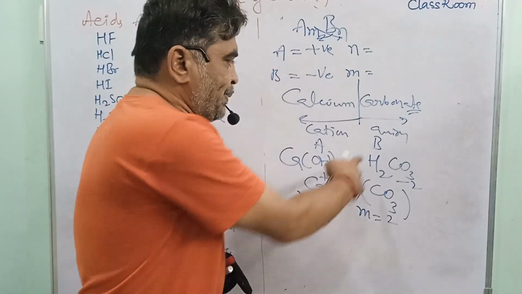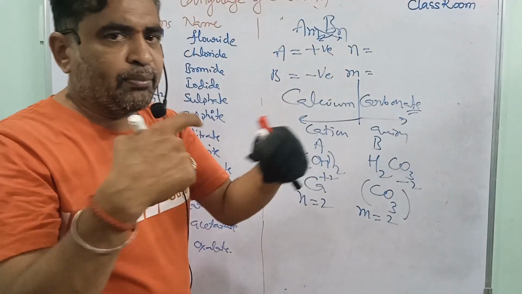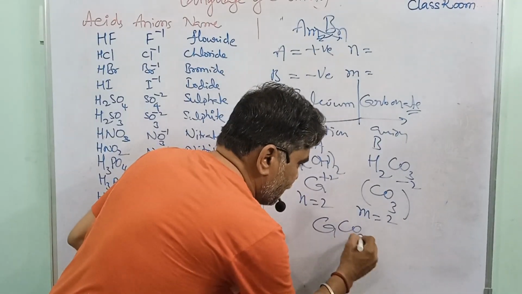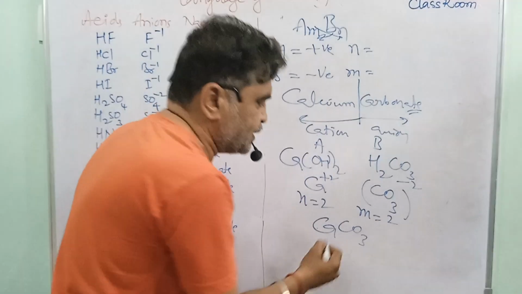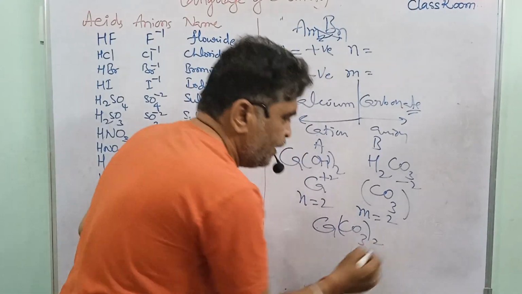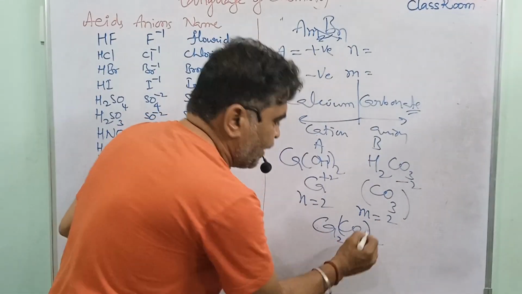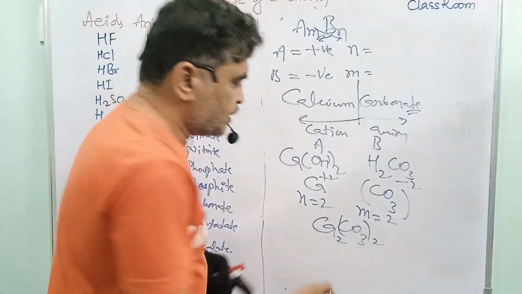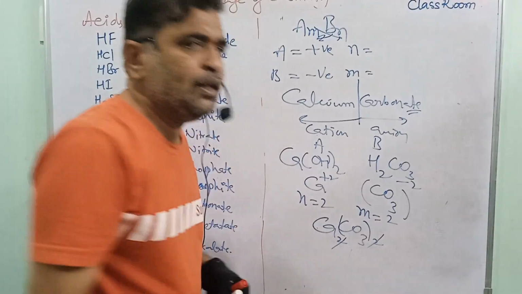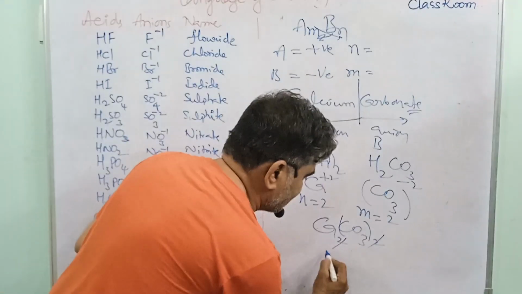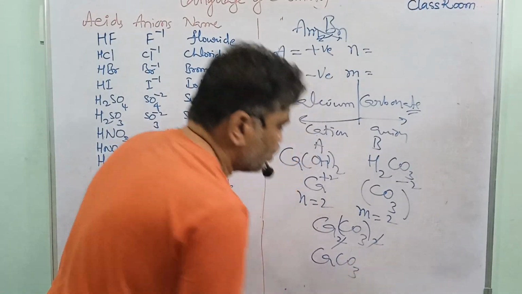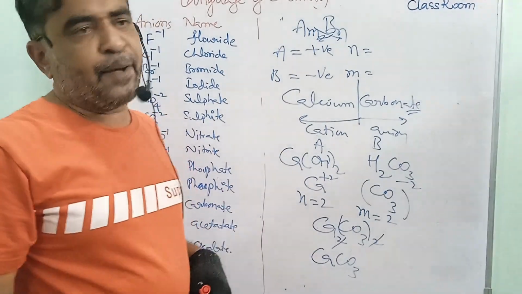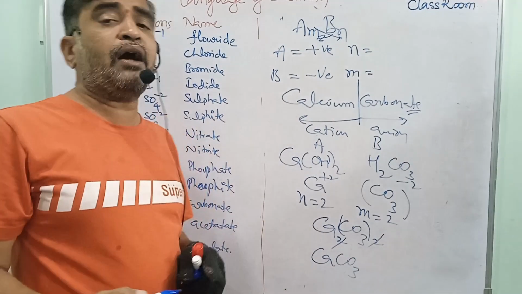A you know, B you know, N and M. So I am crossing. A is Ca and B is CO3. The calcium charge is multiplied with B and the B charge is multiplied with A. So here Ca2, CO3 taken twice. Both are the same, 2 and 2 only. So I am cancelling. So what is the one? CaCO3. What is the formula for calcium carbonate? CaCO3. Like that you can write any compound.